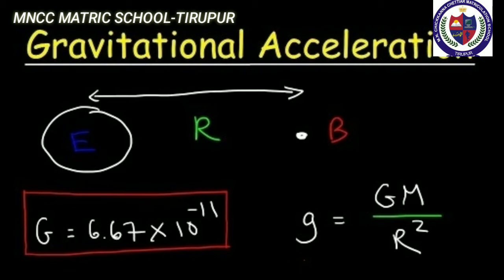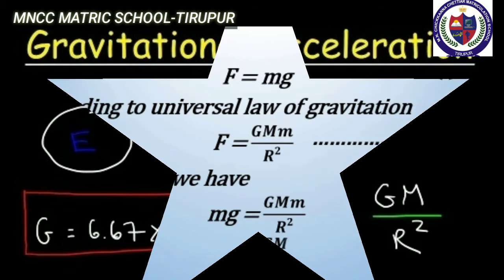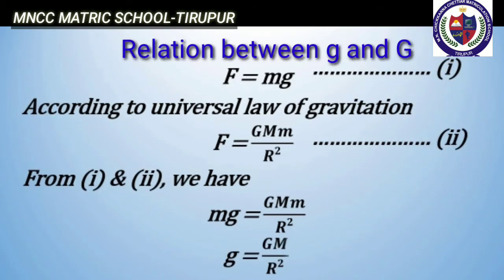It is represented as small g. Its unit is meter per second square, meter second power minus 2. Its value is 9.8 meter second power minus 2. Next we move to the relation between small g and capital G.